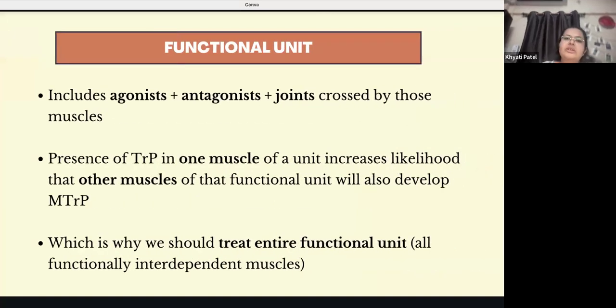Now we'll keep talking about functional unit throughout the lecture. So what is a functional unit? It's a group of muscles, agonist as well as antagonist, and the joint which is crossed by these muscles. And why is it important? Presence of MTRP in one muscle of a unit increases chances of MTRP in the rest of the muscles in a functional unit. So whenever you are treating the TRPs in one muscle, you should address all the muscles in the functional unit. Functionally interdependent muscles should be treated as one unit, and only then you can achieve complete pain control.